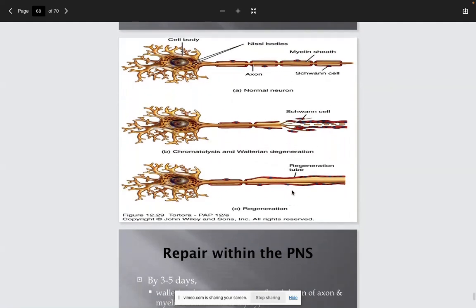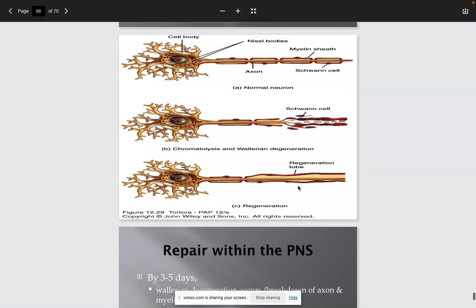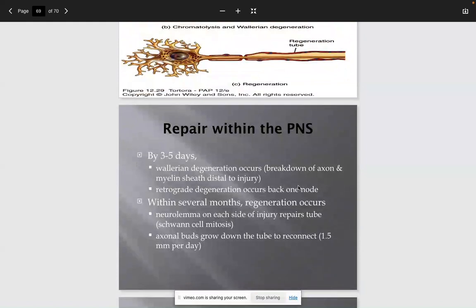We can have regeneration, right? If the Schwann cells remain active and the cell body is intact. And in this case, it is. The cell body's fine, it's not been lost, and the Schwann cells have remained active. So remyelination can occur. So repair within the peripheral nervous system usually occurs by 3 to 5 days, while Wallerian degeneration occurs, which is just breakdown again of the axon in the myelin sheath distal to the injury site. Within several months, regeneration occurs. The axonal bud grows down the tube to reconnect, and the neurilemma on each side of the injury repairs the tube.